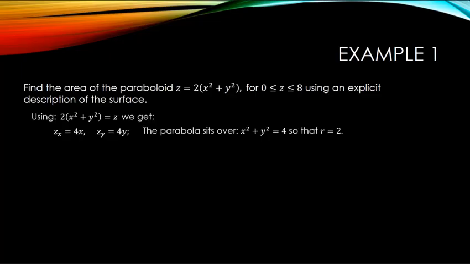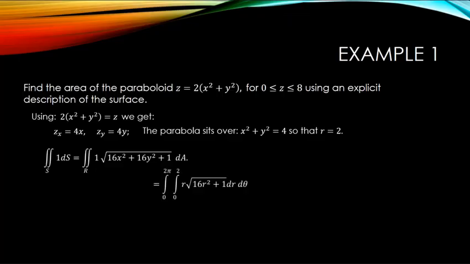The paraboloid sits over x squared plus y squared is equal to 4, so that my r is equal to 2. Therefore, my double integral over the surface of 1 dS is equal to a double integral over the region of 1 times the square root of 16x squared plus 16y squared plus 1 dA. I can rewrite this as the iterated integral from 0 to 2 pi of the integral from 0 to 2 of r times the square root of 16r squared plus 1 dr d theta.